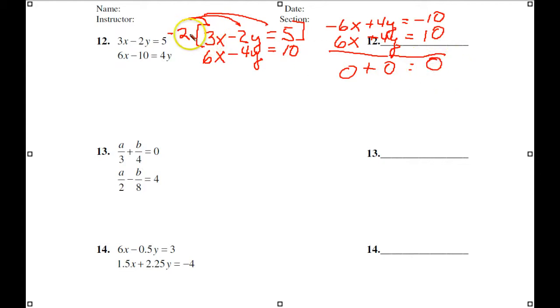In fact, if I had multiplied this by a positive 2, I would have seen I've got exactly the same equation. So the solution for number 12, when you end up with a true statement, 0 equals 0, is that (x, y) is such that 3x minus 2y equals 5. That is, in fact, there's an infinite number of solutions. The equations are the same. Now, we could work these out. We're not going to give you anything this difficult.